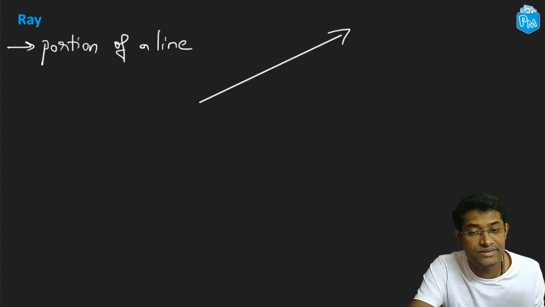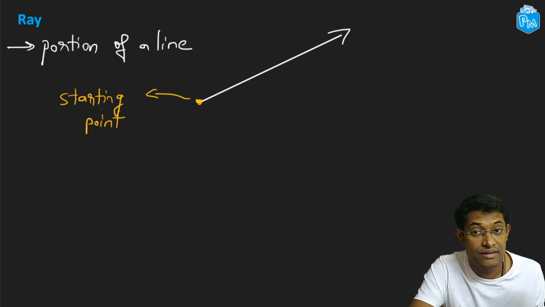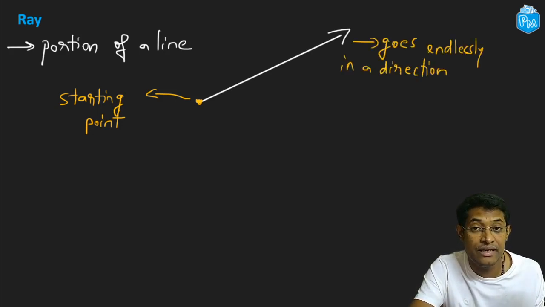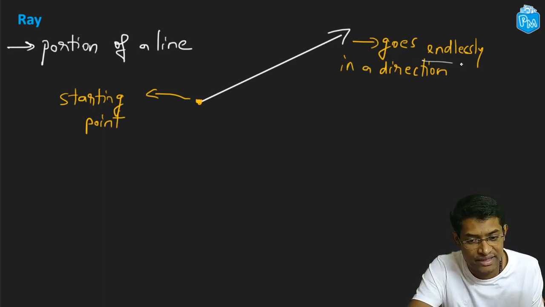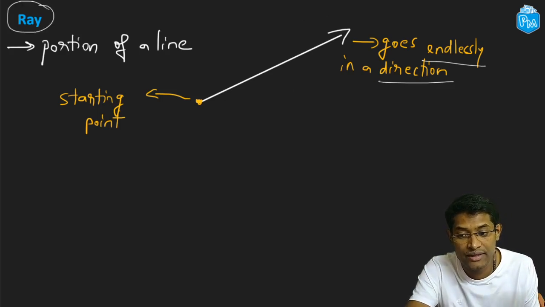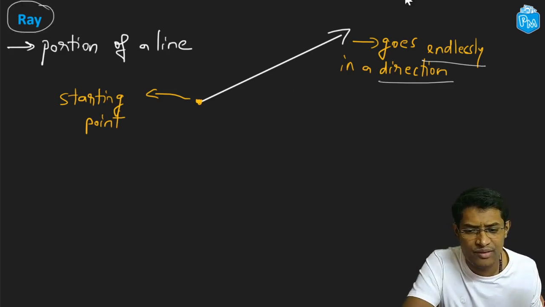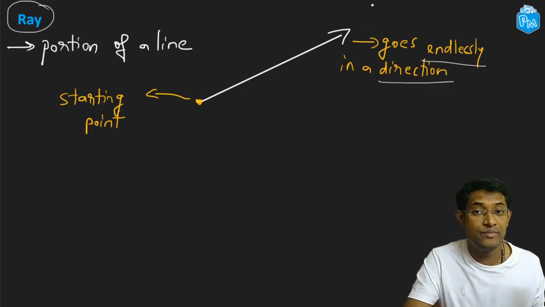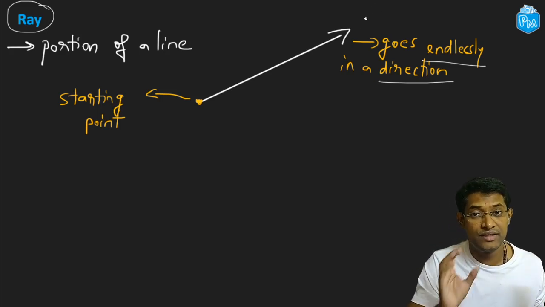Say for example, this is a ray. Now you can see that it has a clear starting point, and you can see that it does not have an ending point. It goes on endlessly in a direction, right? It goes on endlessly in a direction. So this type of a geometrical figure is what we call a ray. Now can you think of some applications where we can describe the thing as a ray?